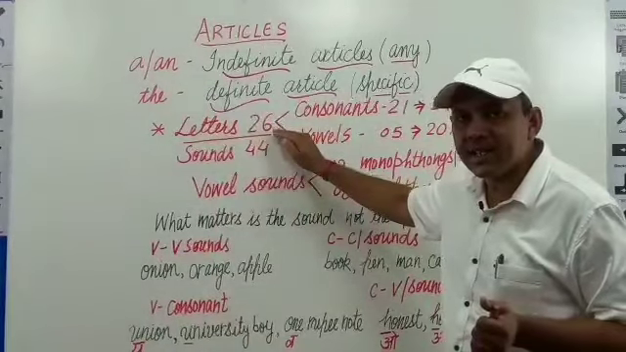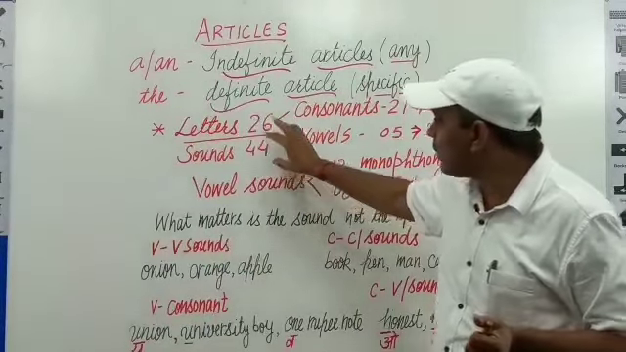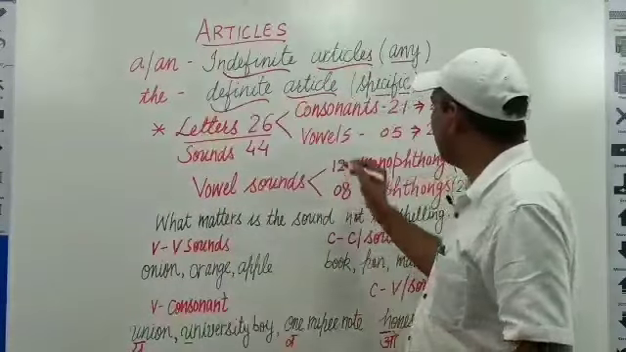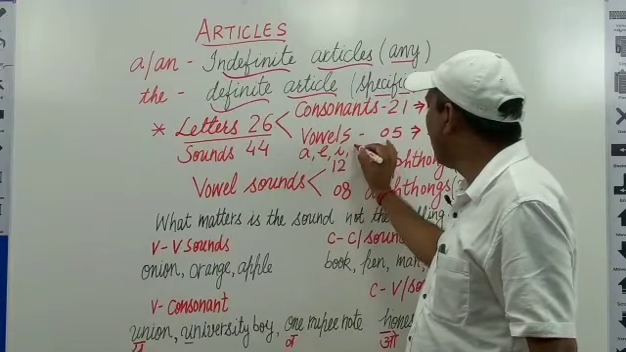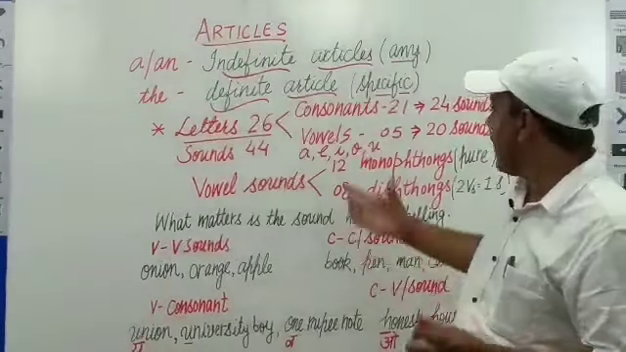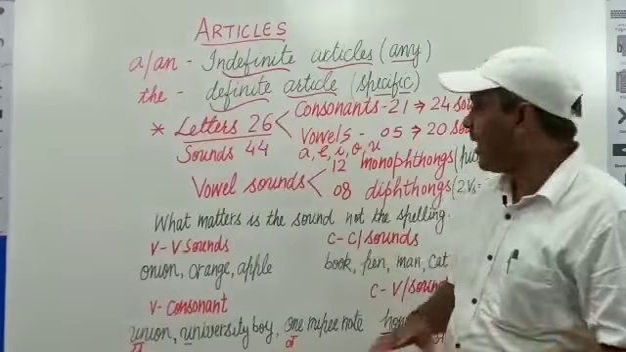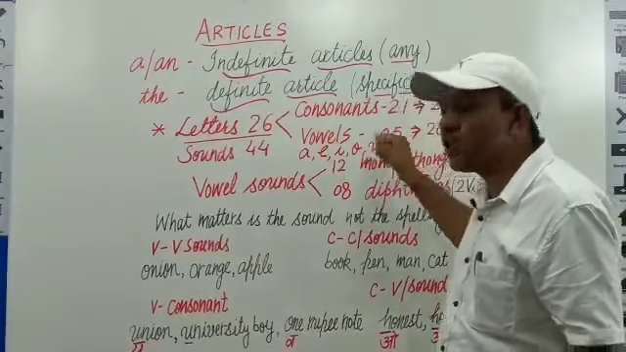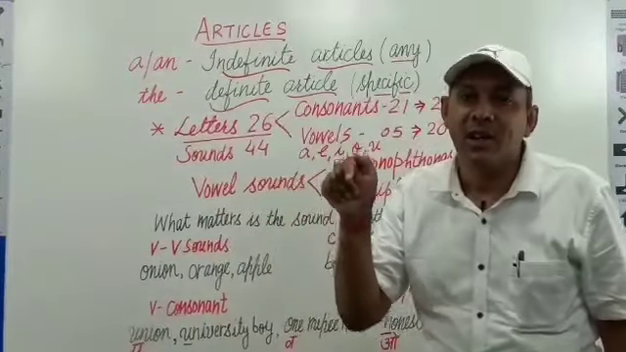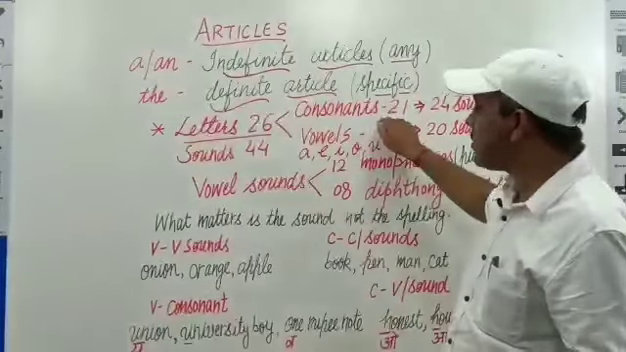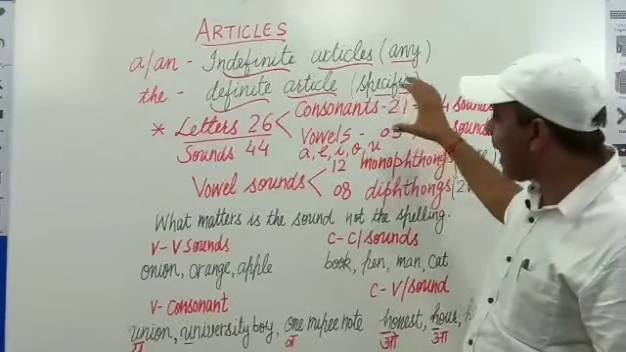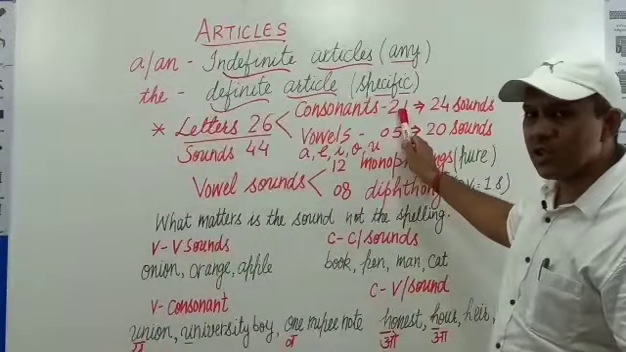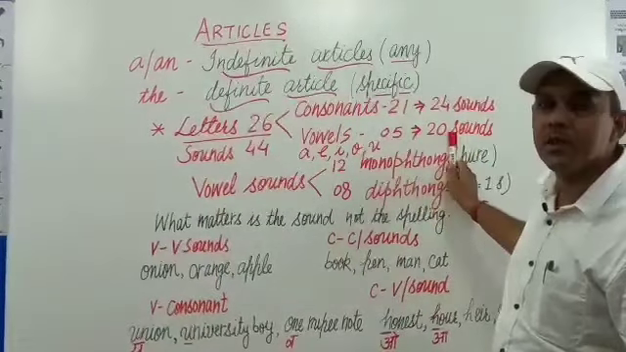As you know, 26 letters A to Z produce 44 sounds. Out of these 26 letters, there are 21 consonants and 5 vowels. Which letters are vowels? A, E, I, O and U. These 5 letters are known as vowels. They produce 20 sounds, not 5 sounds. That's why we have to decide the sound produced by the initial letter of a word. 21 consonants produce 24 sounds and 5 vowels produce 20 sounds.